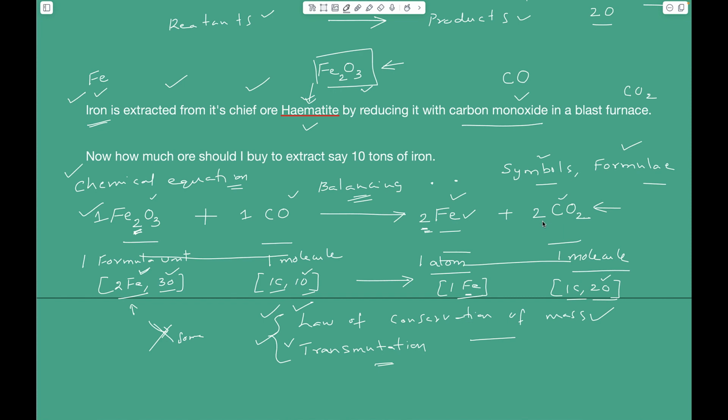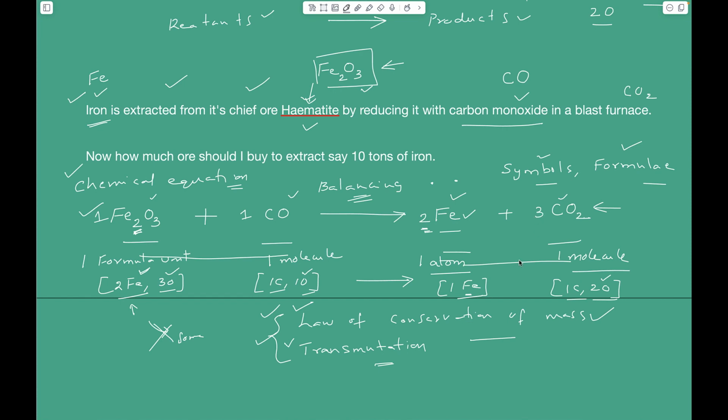See, this coefficient applies to each symbol in that formula. So now we have 2 carbon atoms here, but only 1 carbon atom here. So for that, if I put a 2 here, then the carbon atoms are good, but oxygen atoms are out of balance again. 3 plus 2 here, right? 5, but only 4 here. So this is not working.